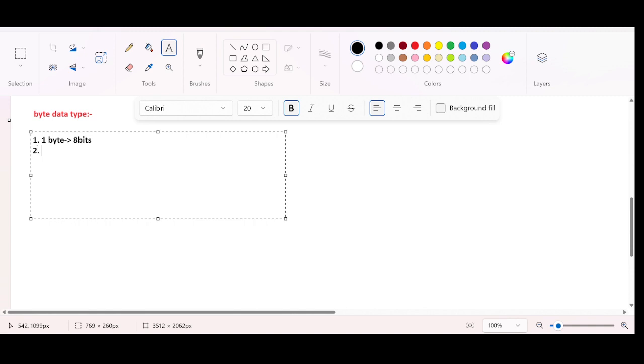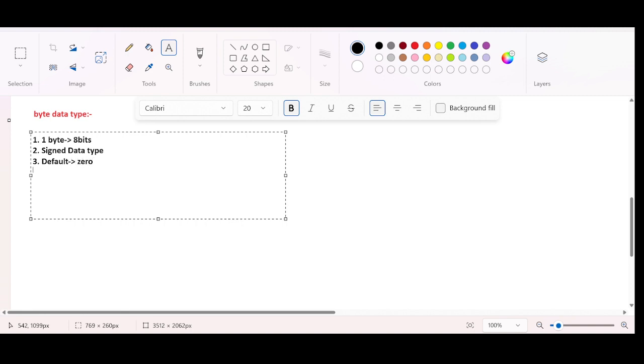Secondly, you talk about its signature. So it is a signed data type. Why is it a signed data type? We will discuss that. Thirdly, its default value comes into the picture. The default value is what Java generates when you don't assign any value to a byte variable. In this case, the default value for byte is 0.